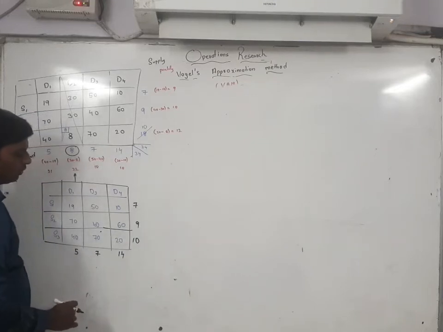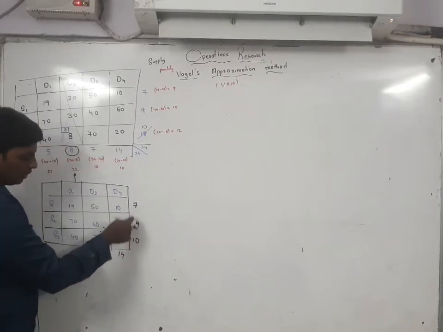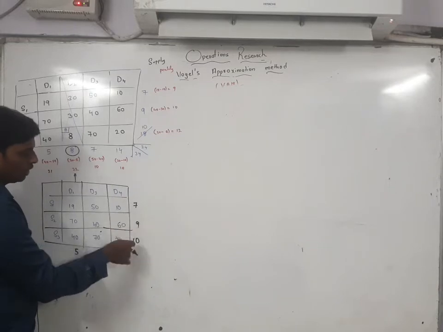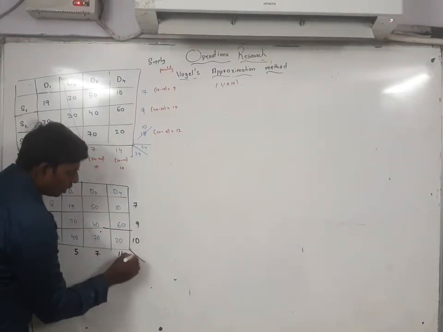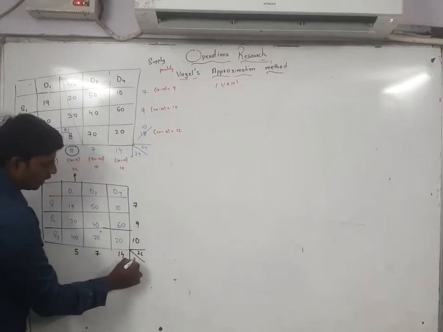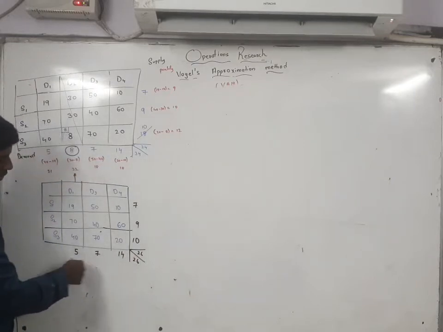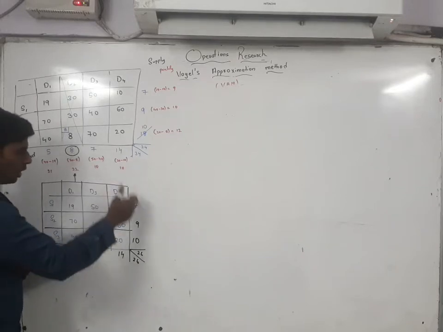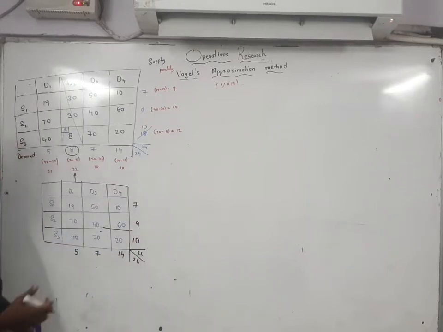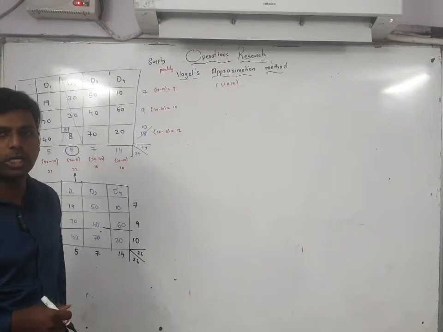Okay, now these are the values. If you add this one, how much will you get? 26. So how much total are you getting here? 26. If you add this one also, how much will you get? 26. So demand should be equal to the supply.